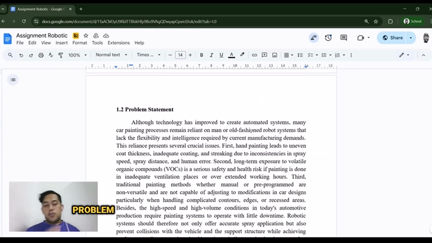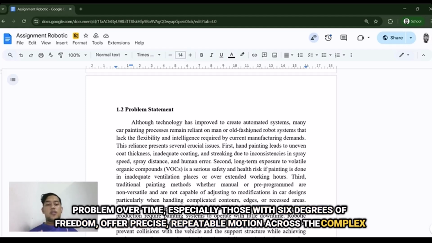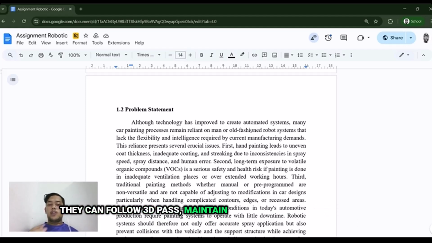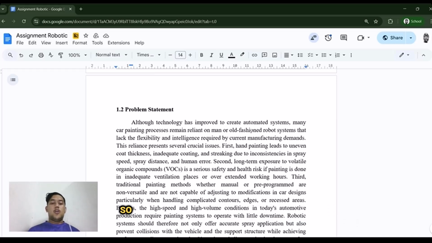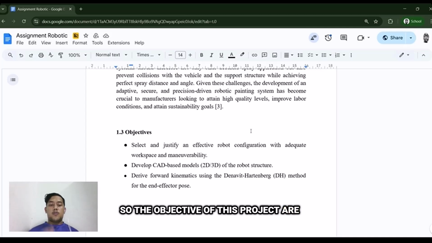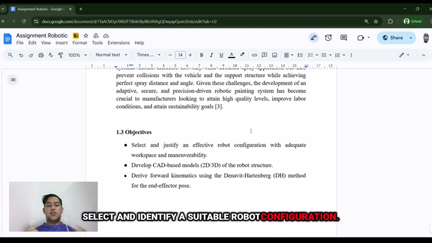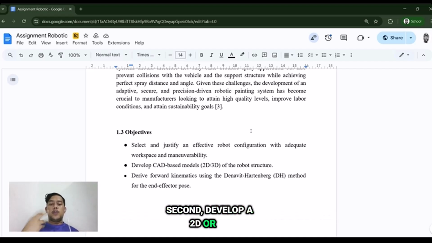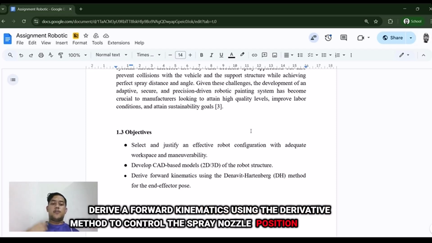To address this problem, robotic arms, especially those with 6 degrees of freedom, offer precise, repeatable motion across complex surfaces. They can follow 3D paths, maintain optimal spray angle, and reduce overspray using real-time feedback and machining algorithms. So the objectives of this project are, first, to select and justify a suitable robot configuration. Second, develop a 2D or 3D CAD model of the robotic arm. And third, derive a forward kinematic using the Denavit-Hartenberg method to control the spray nozzle position.